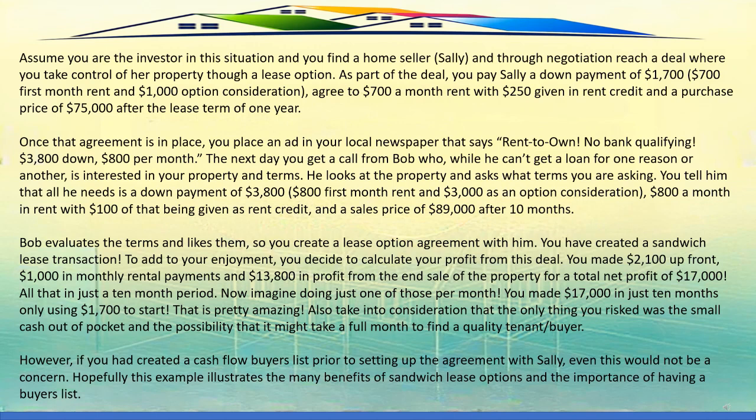He looks at the property and asks what terms you are asking. You tell him that all he needs is a down payment of $3,800, $800 first month rent and $3,000 as an option consideration, $800 a month in rent with $100 of that being given as rent credit, and a sales price of $89,000 after 10 months.